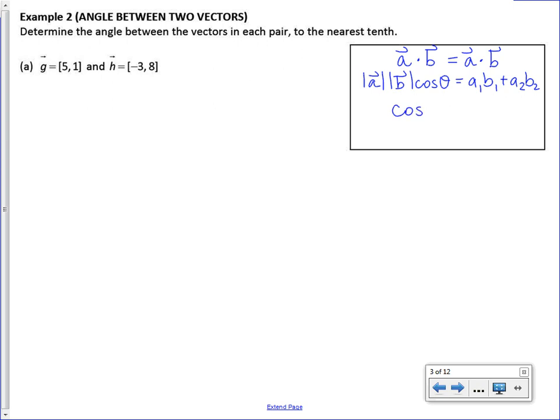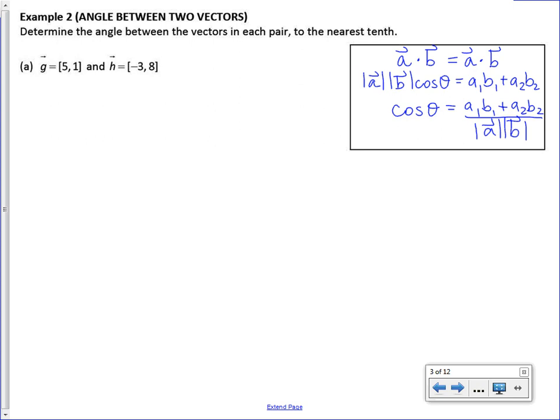So cos theta will be A1 B1 plus A2 B2 all over magnitude of A times magnitude of B. And then you can take cos inverse, and tada. You will find the angle.